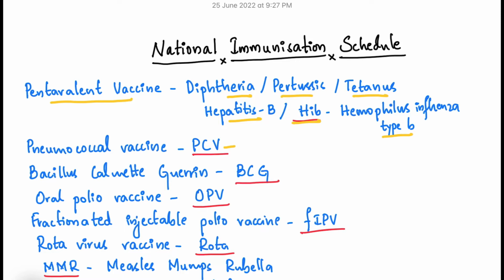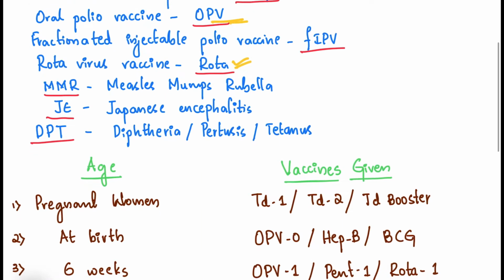We also have oral polio vaccine, which is known as the OPV, followed by fractionated injectable polio vaccine denoted by FIPV. And then we have rotavirus vaccine denoted by Rota, and this is the leading cause of death in infants due to diarrhea. Followed by, we also have MMR, which is nothing but measles, mumps and rubella. Then we have JE, Japanese encephalitis vaccine, as well as DPT, which includes diphtheria, pertussis and tetanus.